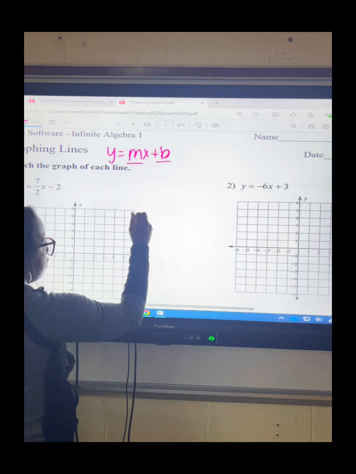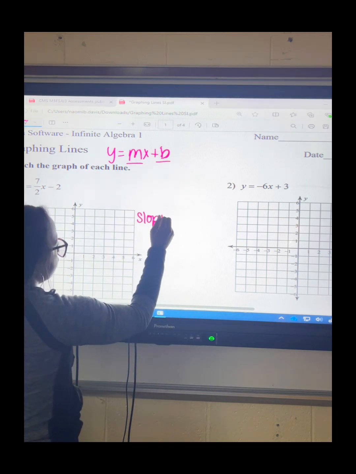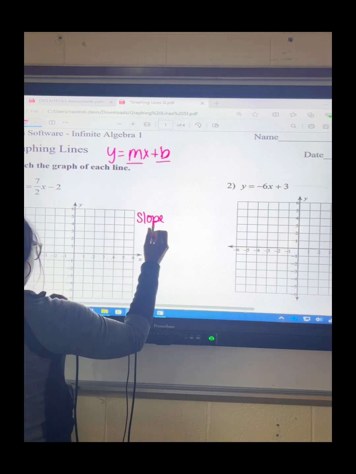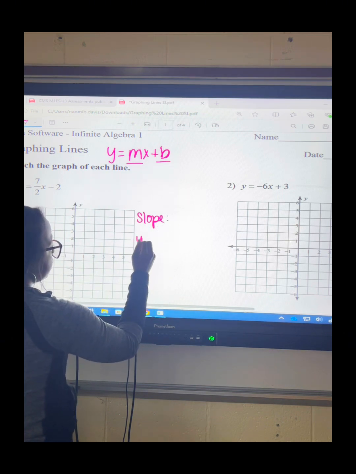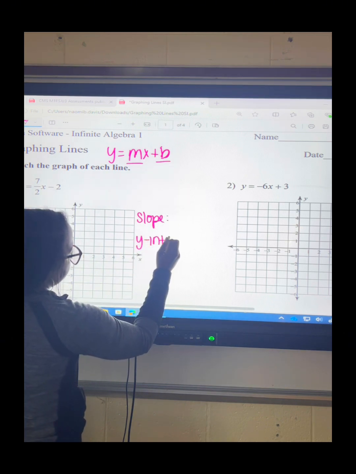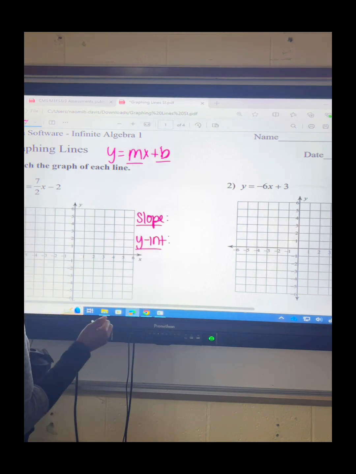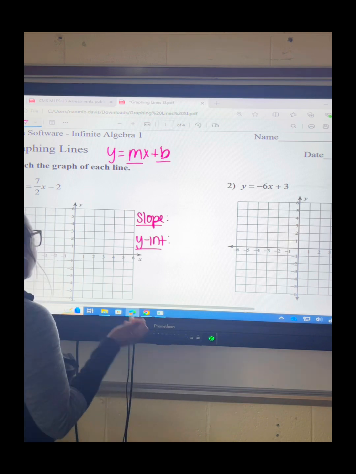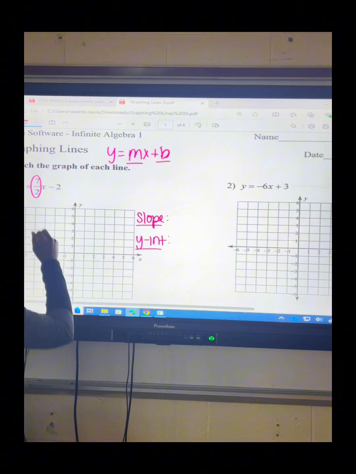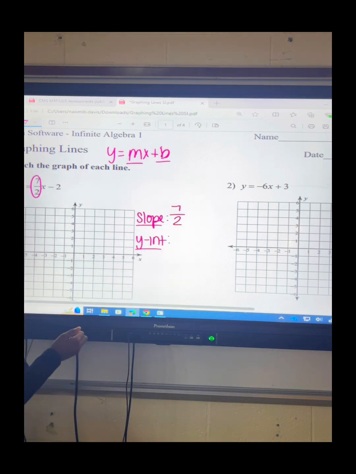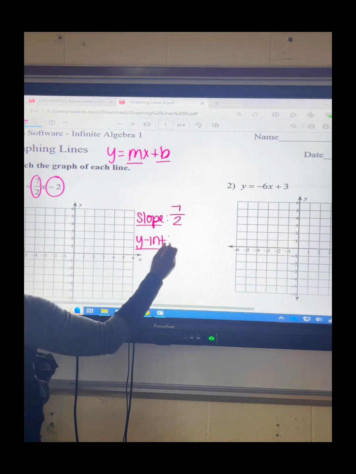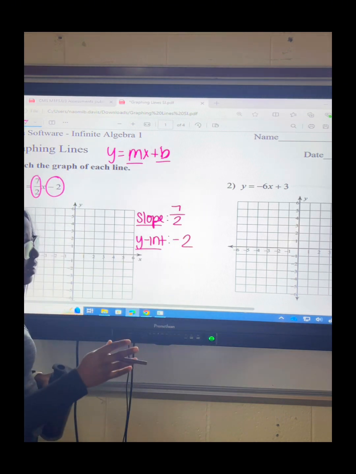So you get your slope, and then you get your y-intercept. Okay? So you need your slope and you need your y-intercept. Your slope is whatever's beside the x. Right here, my slope is 7/2. My y-intercept is the number that's by itself. So -2, right? Bam.